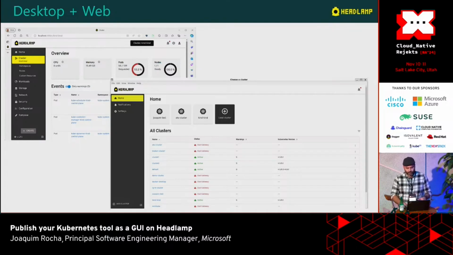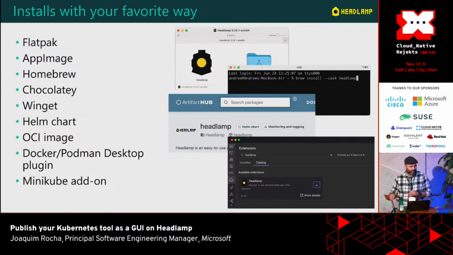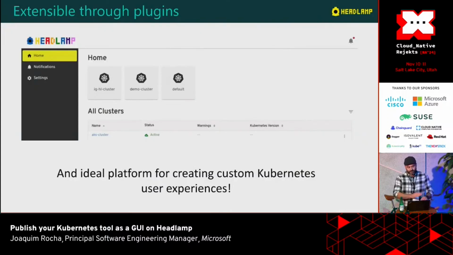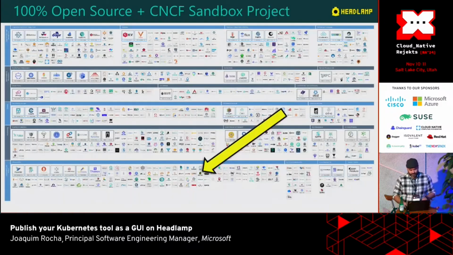Headlamp supports both. So basically, we want to be where you use stuff, not to try to adapt too much to us. And that means also that you can install it with whatever people are using out there. So we have quite a lot of options there. And the most important thing that is related to the talk is that it's extensible through plugins. So it has a plugin system. With the plugins, you can change many things in there. And I'm claiming that it's an ideal platform for creating custom Kubernetes UIs.